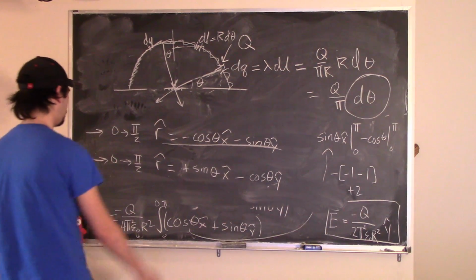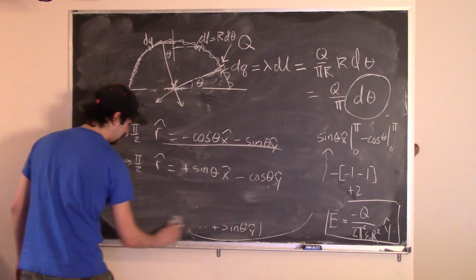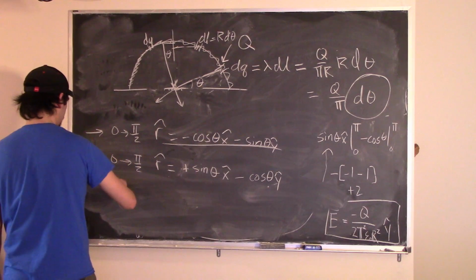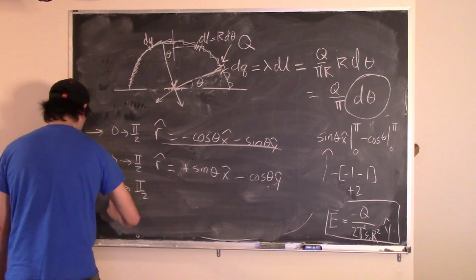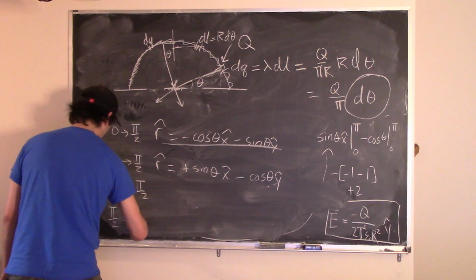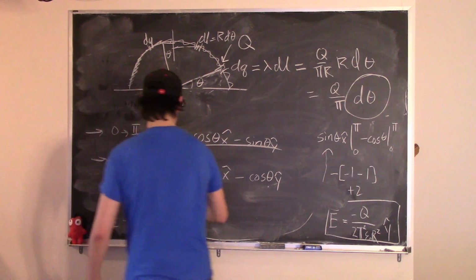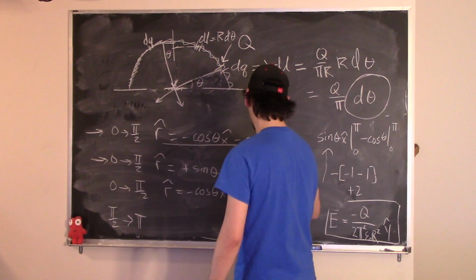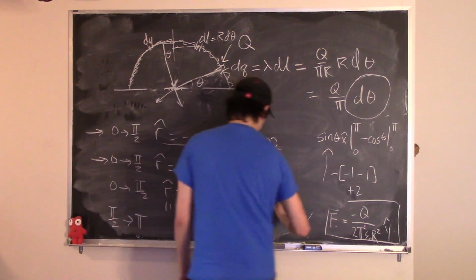Alternatively, for the split up, that would go from 0 to pi over 2 and then pi over 2 to pi. For this, r hat is equal to minus cosine of theta x hat minus sine of theta y hat, and then this would be the same thing.